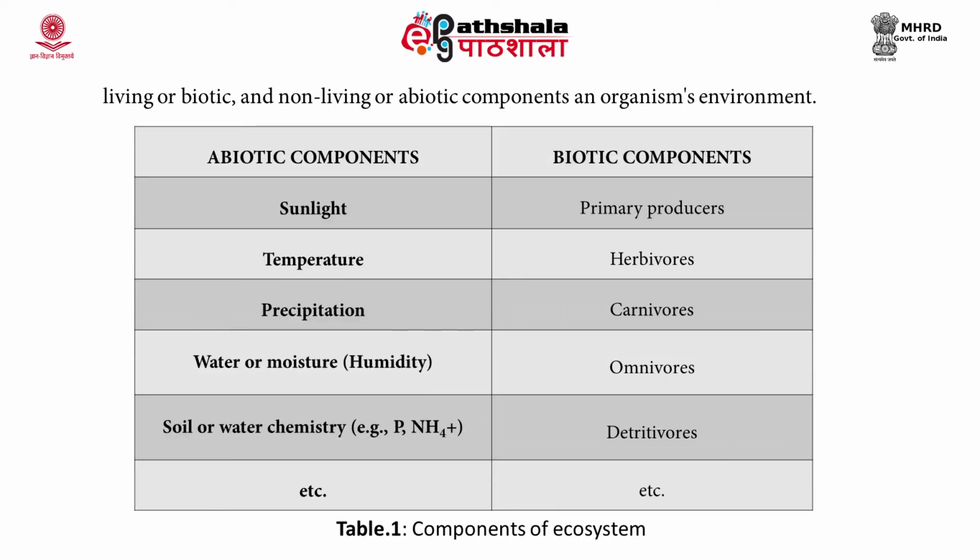Here in Table 1, we summarize the components of an ecosystem. The abiotic components are sunlight, temperature, precipitation, water or moisture or humidity, soil or water chemistry, for example phosphorus or ammonium, etc. Biotic components include primary producers, herbivores, carnivores, omnivores, detritivores, etc.